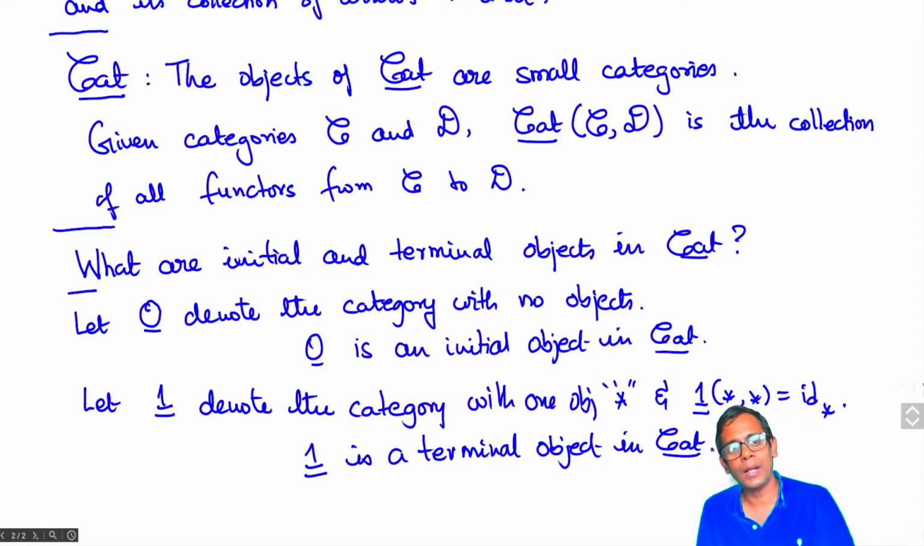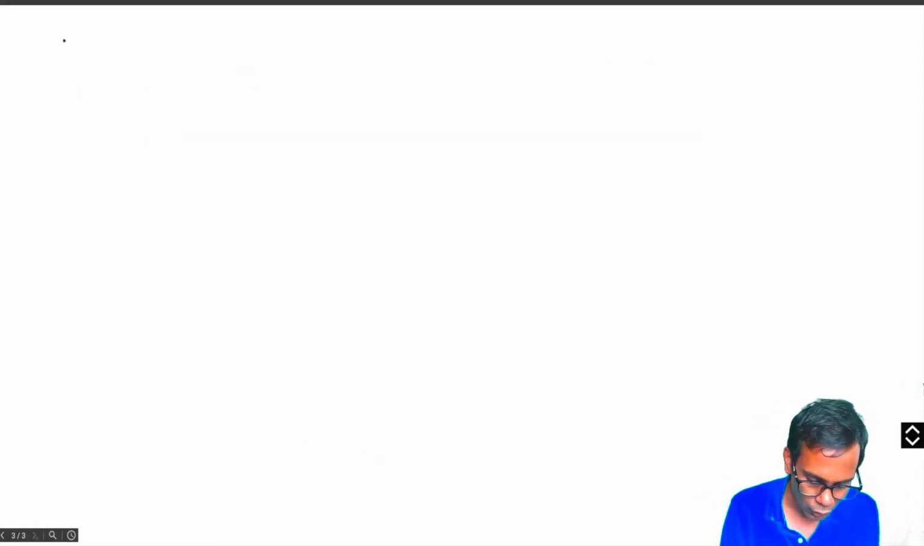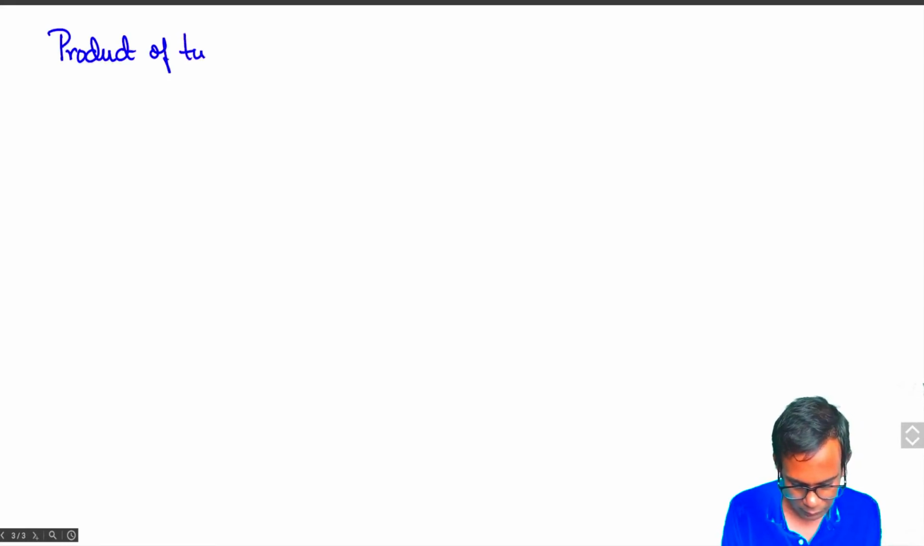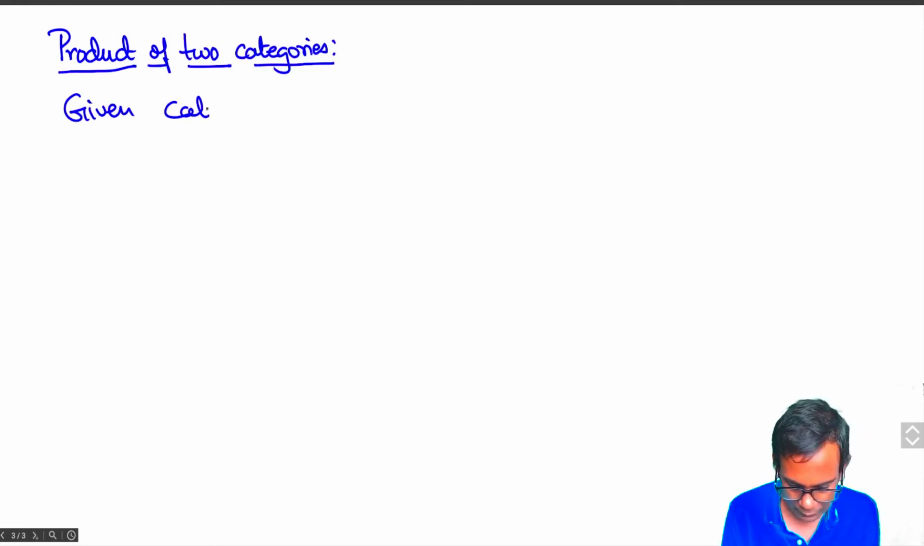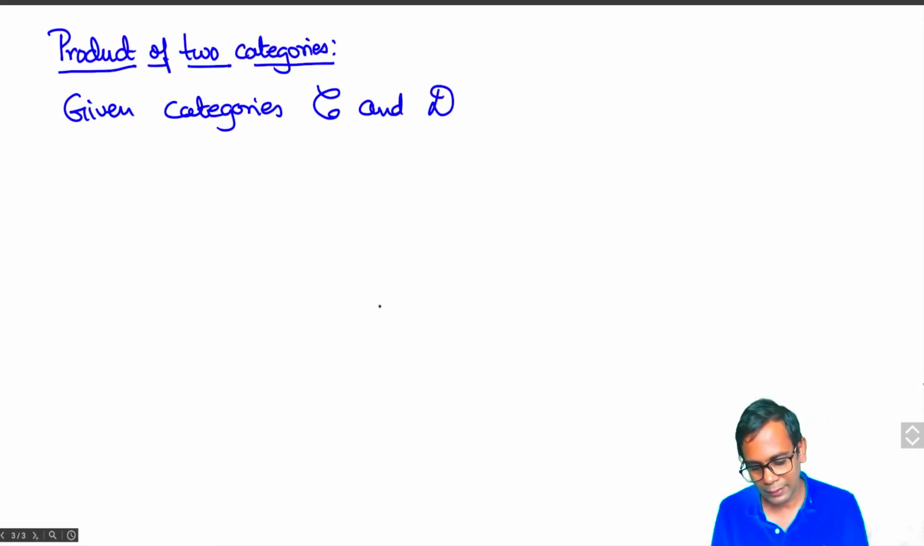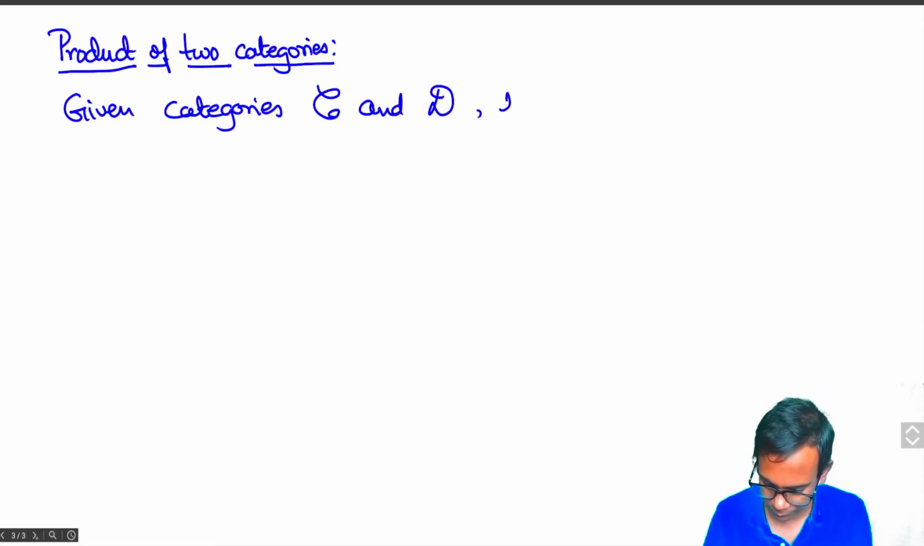And we can also do other universal constructions in the category of categories. Let me give you an example. Let's talk about the product of two categories. So given categories C and D, we'll construct a category called C cross D. So let C cross D denote the category.